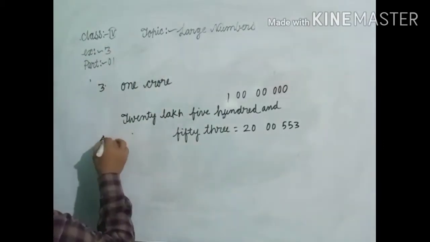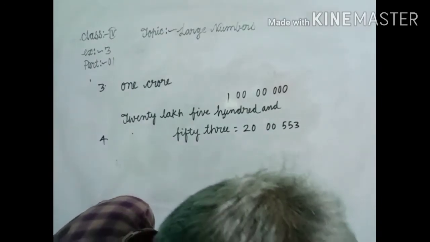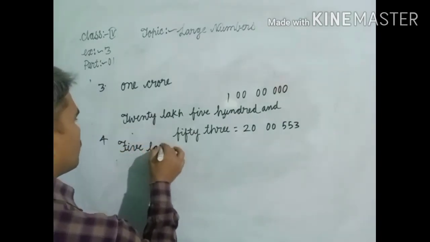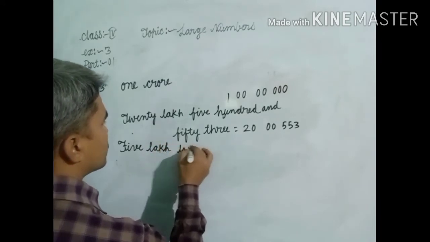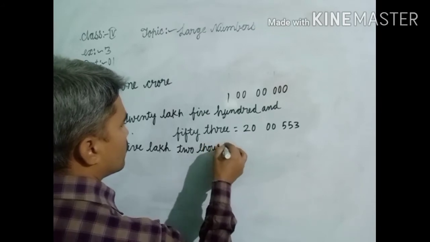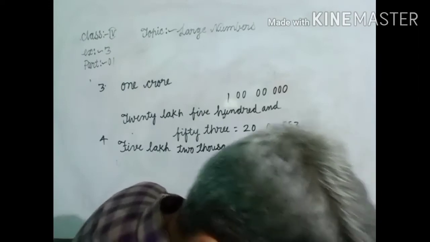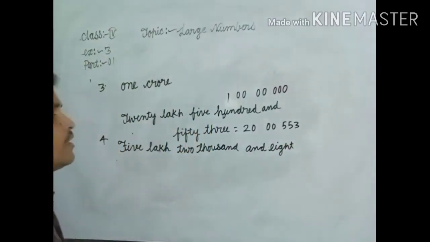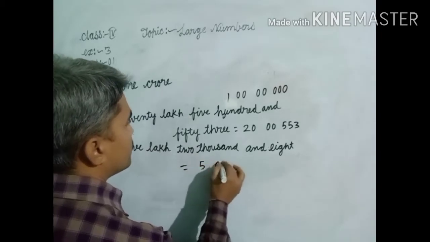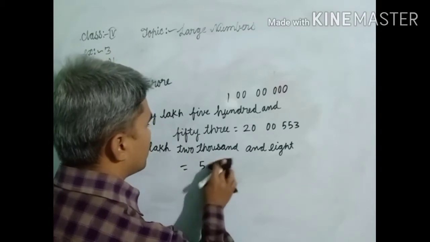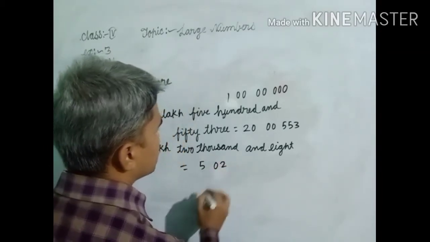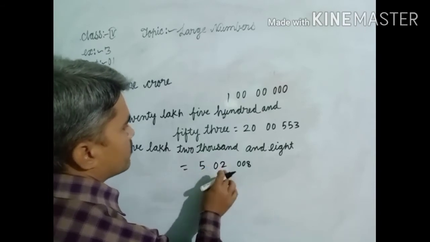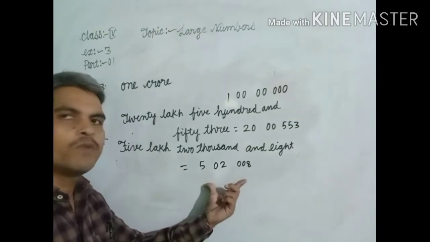Now, question four. What does it say? Write the numerals for the following numbers. 5 lakh, 2,000 and 8. Writing in figure form. 5 lakh, here 2,000. Sorry. 5 lakh, 2,000 and 8. Ones, tens, hundred, thousands, 10,000, lakh. 5 lakh, 2,000, 8. This is your answer. So, dear students, in this way you write in figure form.